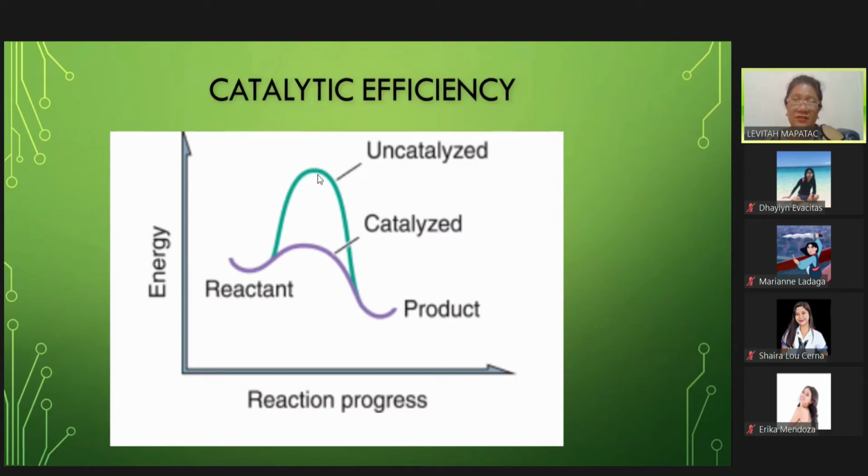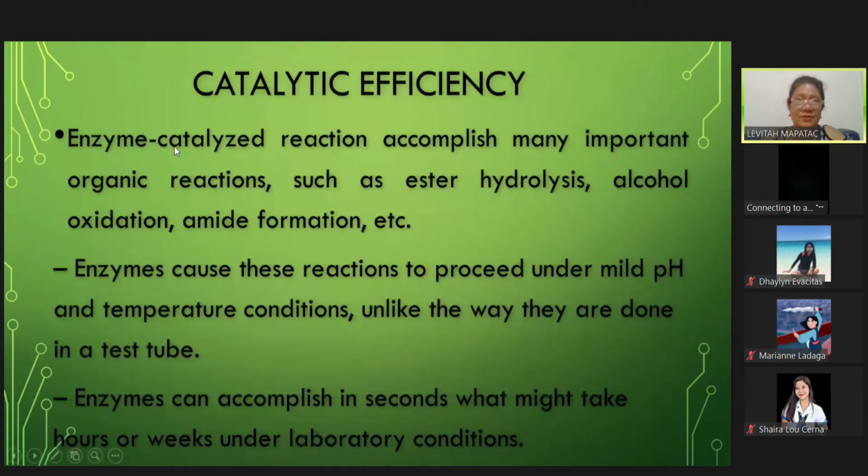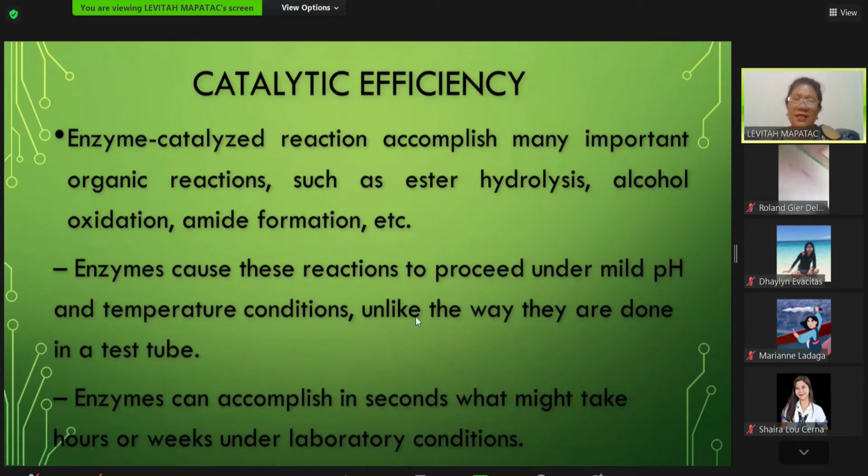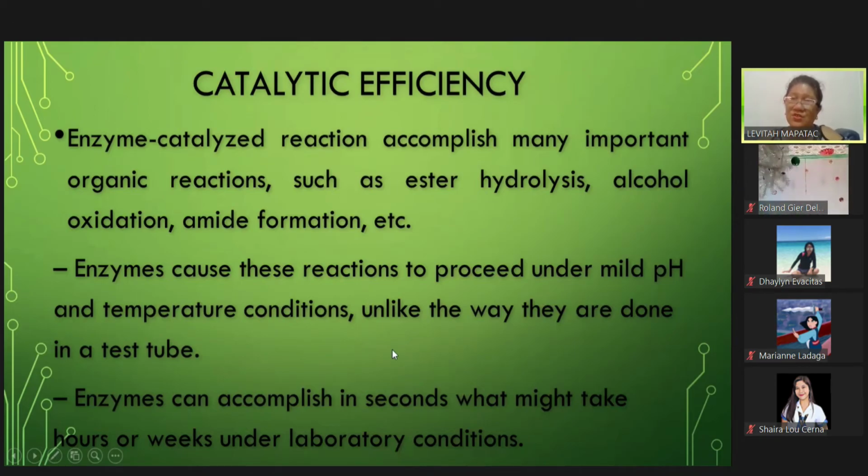The uncatalyzed reaction takes a long time, while the catalyzed one will give a product immediately. So what is accomplished by an enzyme is different from the one which has no enzyme. Enzyme causes the reaction to proceed under conditions. As I have said, there are factors that could affect enzyme activity, such as temperature, concentrations, pH, which will be discussed in the next. Enzyme can accomplish in seconds what might take hours or weeks under laboratory condition.